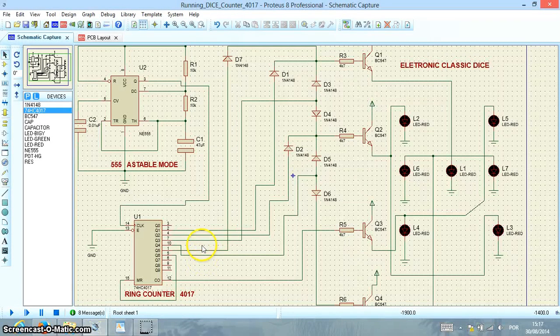Hello, Harvest. A ring counter is a counter type that has a decoded output. This means that it activates one pin at a time.